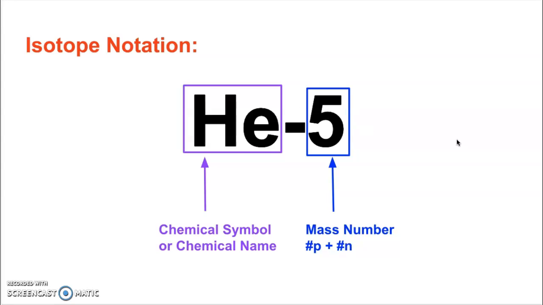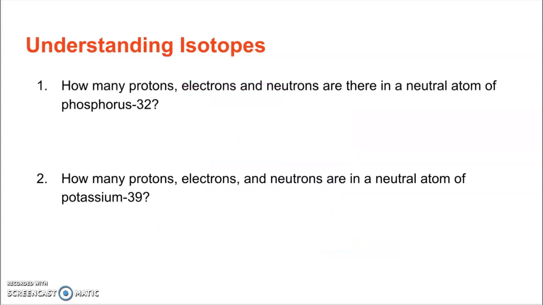So in this atom of helium, my mass number is 5. I know that helium has 2 protons, so I must have 3 neutrons in helium-5. Okay. So based on that, let's look at some questions. I want to know how many protons, electrons, and neutrons there are in phosphorus 32. So I want you guys to pause the video right now, and I want you to write how many protons, electrons, and neutrons I would have.